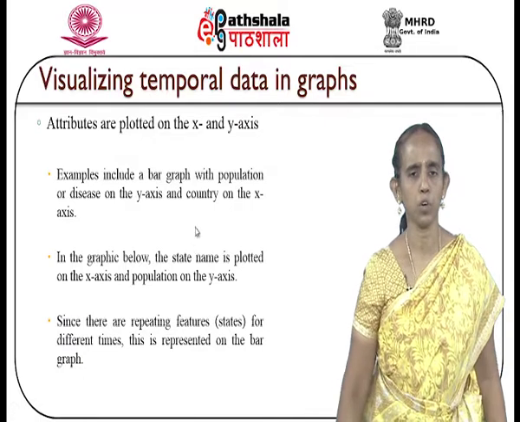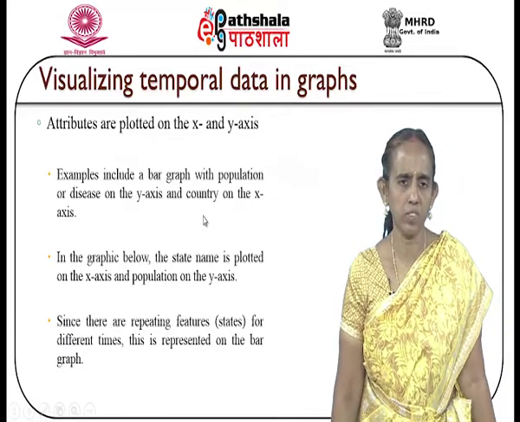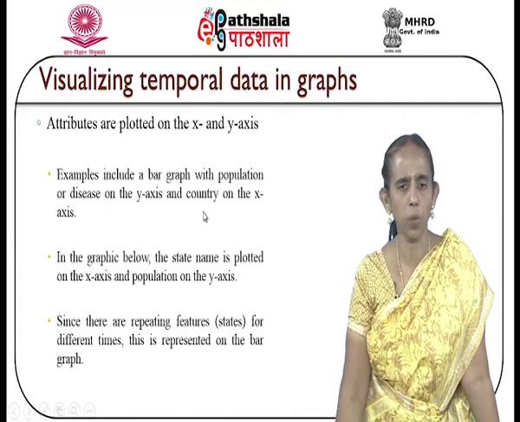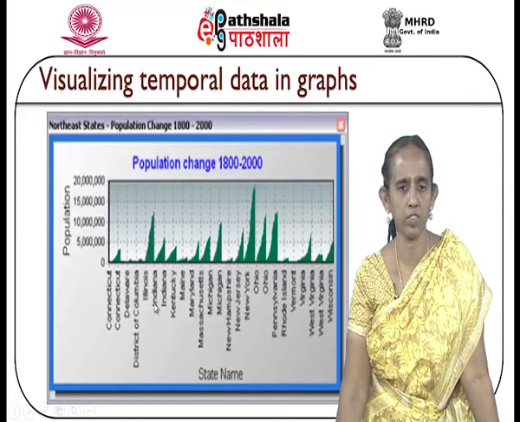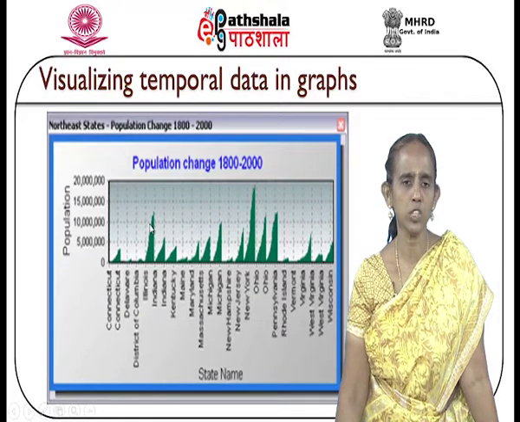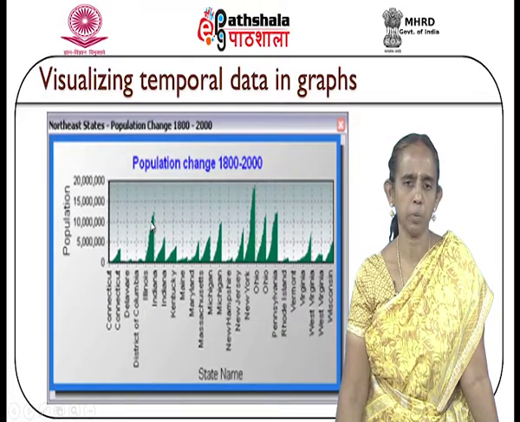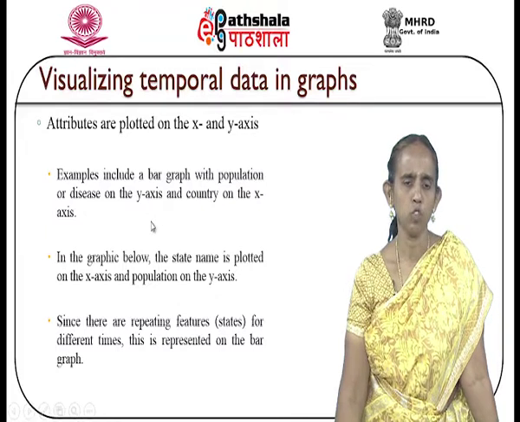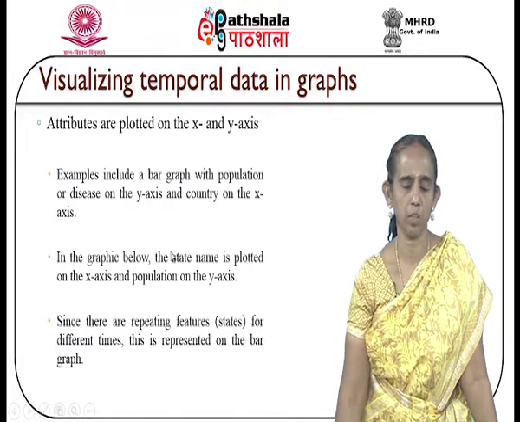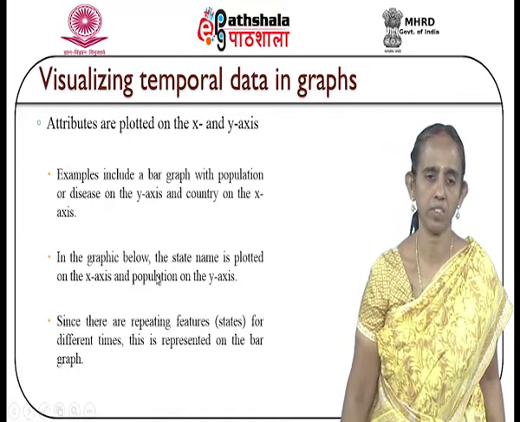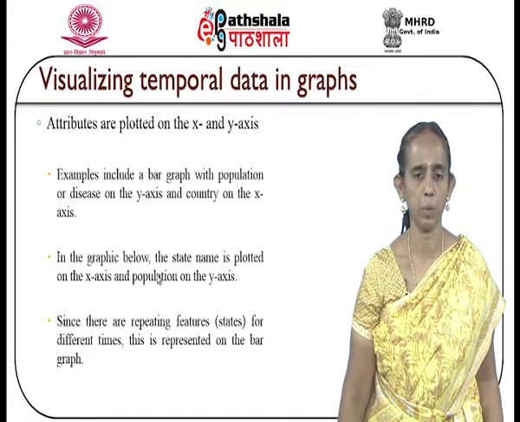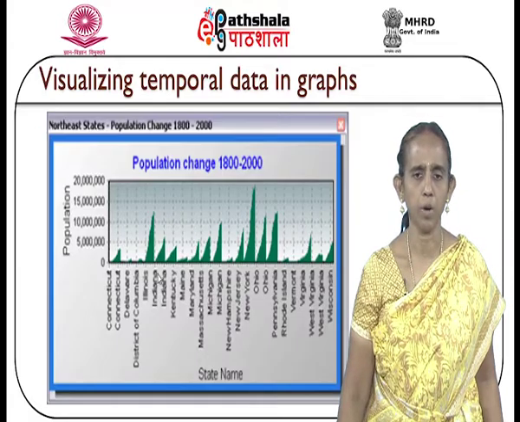The attributes are also plotted on the x and y axis, that is, this includes a bar graph with the population or disease on the y axis and country on the x axis. This is the country represented in the x axis and the population change, the population is represented in the form of a bar graph. So in the graphic below, the state name is plotted on the x axis and the population is represented on the y axis. Since there are repeating features for different times, this is represented in the form of a bar graph.